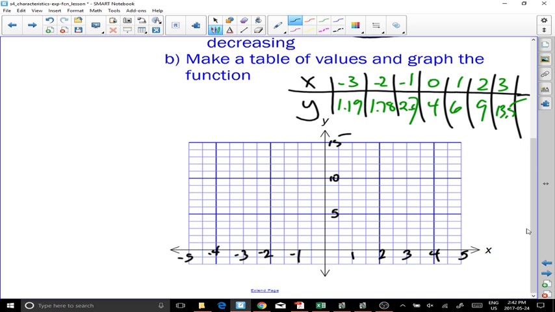So -3 and 1.19, well, that would be like right about here. -2 and 1.78. -1 and 2.67. 0 and 4. 1 and 6. 2 and 9. And 3 and 13 and a half. So you should see something like that on your page once you've plotted each of those points.